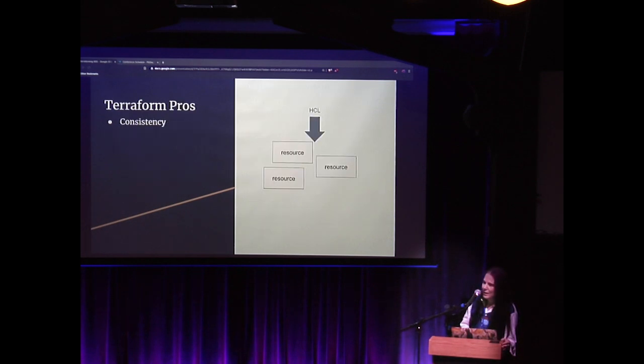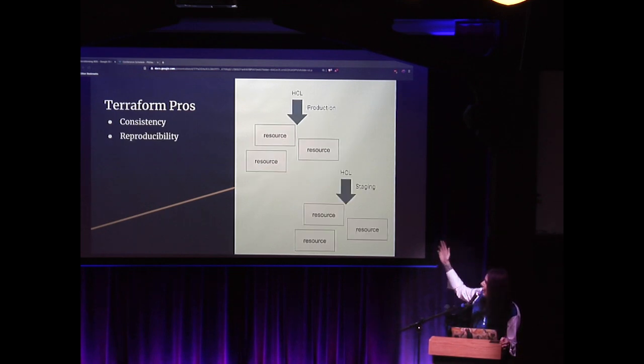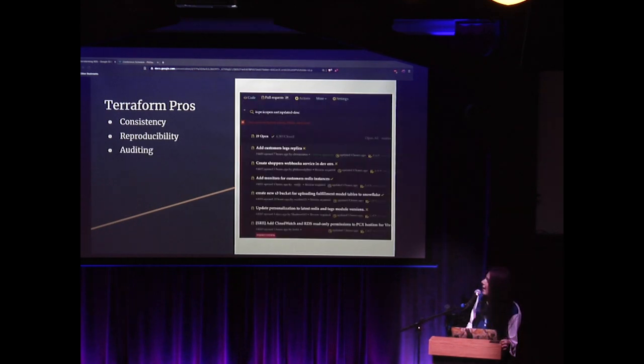Positives. You have a lot of consistency. So if you make the same HCL, you're going to get the same resources. If you make the same HCL in multiple environments, you're still going to get the same resources. You can parameterize this, so you can make smaller instances. You could not make so many replicas, but basically you're going to get the same structure that you asked for.